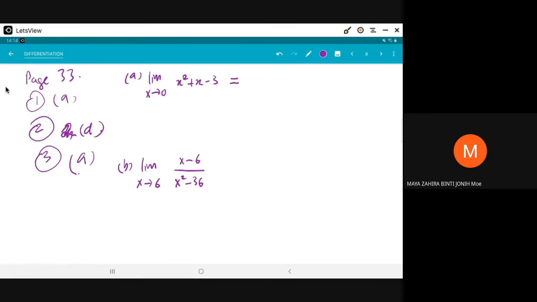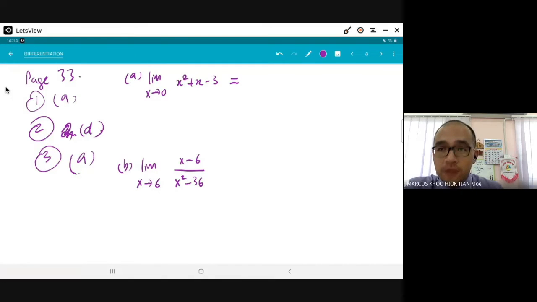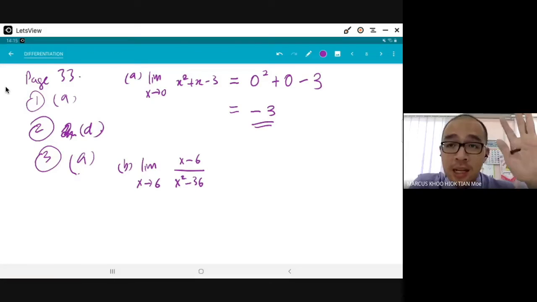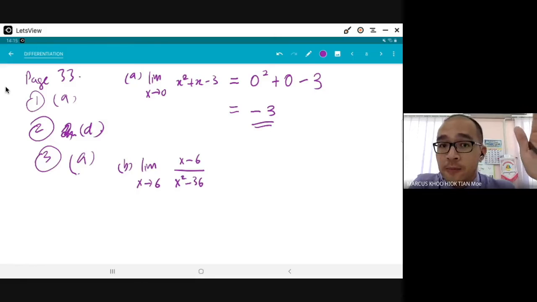Substitute 0, sir. Okay, so the first one we do is direct substitution. So 0 squared plus 0 minus 3, this will give us negative 3. So the first one is the easiest, because there's no divide by 0. Our problem is always when it is divide by 0. So if there's no divide by 0, just substitute in, no matter what the value of x is.